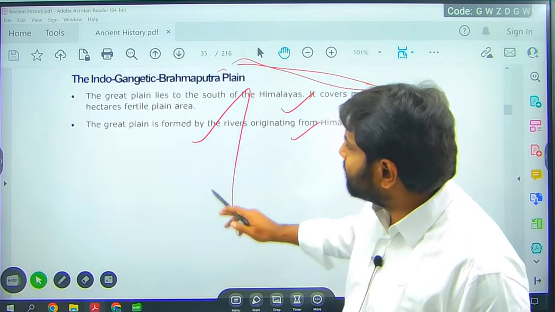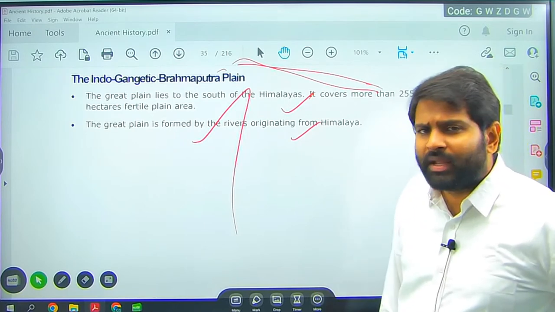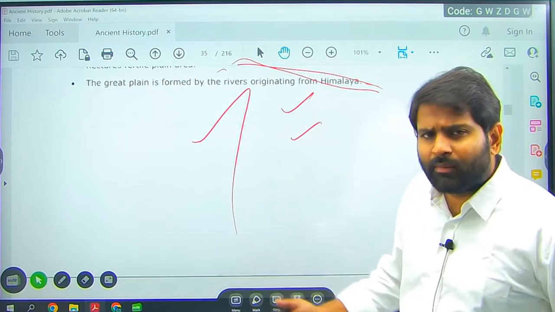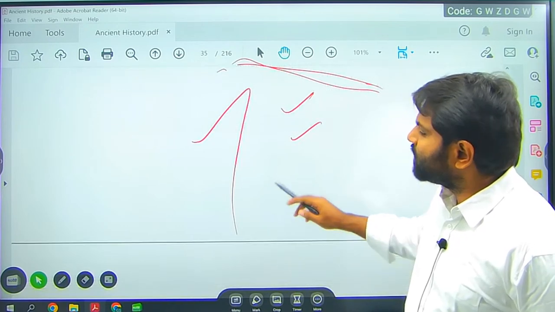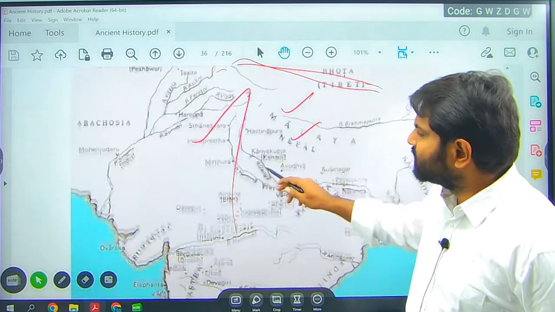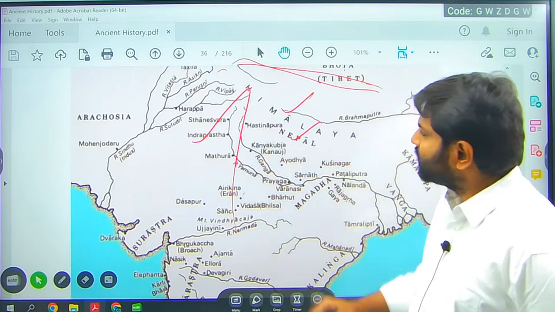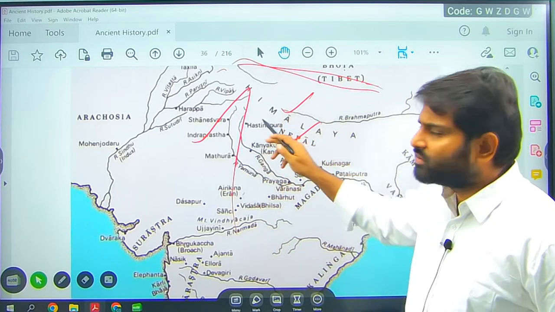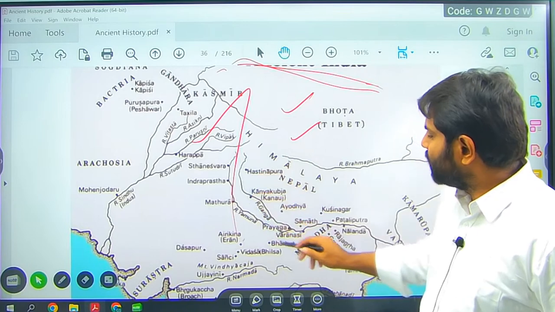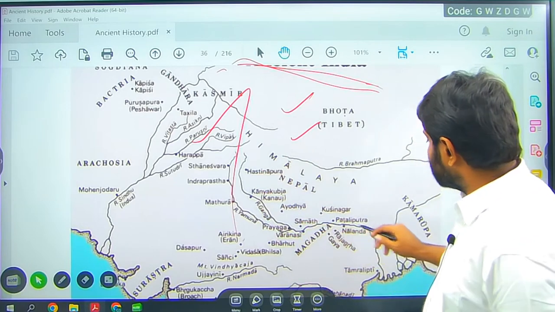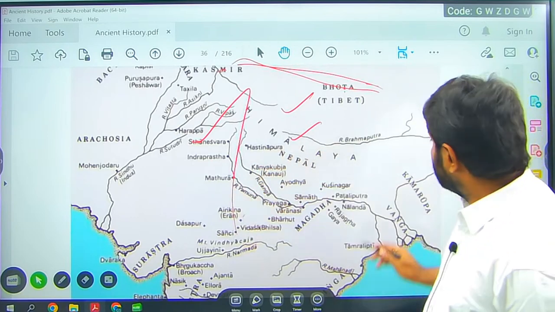The Indo-Gangetic Plain lies south of the Himalayas, and it covers 255 million hectares of fertile plain area; these are like rice bowls. The great plain is formed by the rivers originating in the Himalayas, especially the Ganga and Brahmaputra. These plains are created by the rivers coming from there. So you can see the rivers Ganga, Yamuna, and we don't see the Saraswati, but still it is flowing here. In and around this area are the plains of the Ganga and similarly the Brahmaputra.